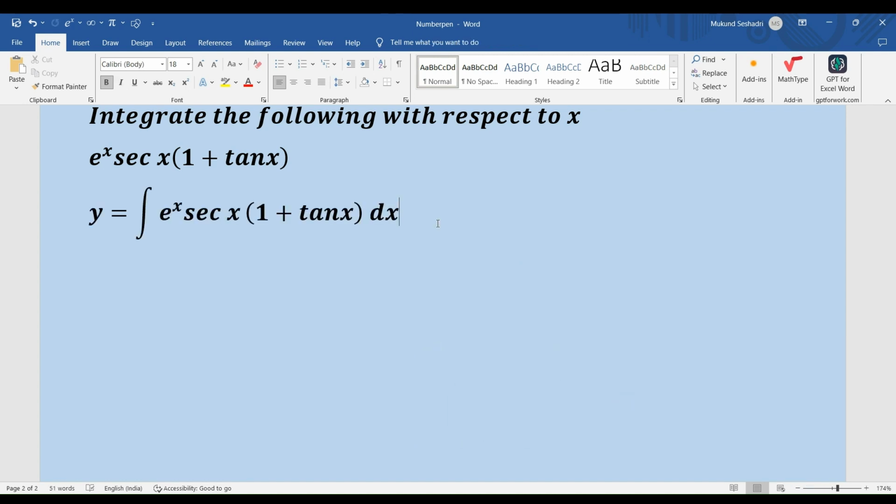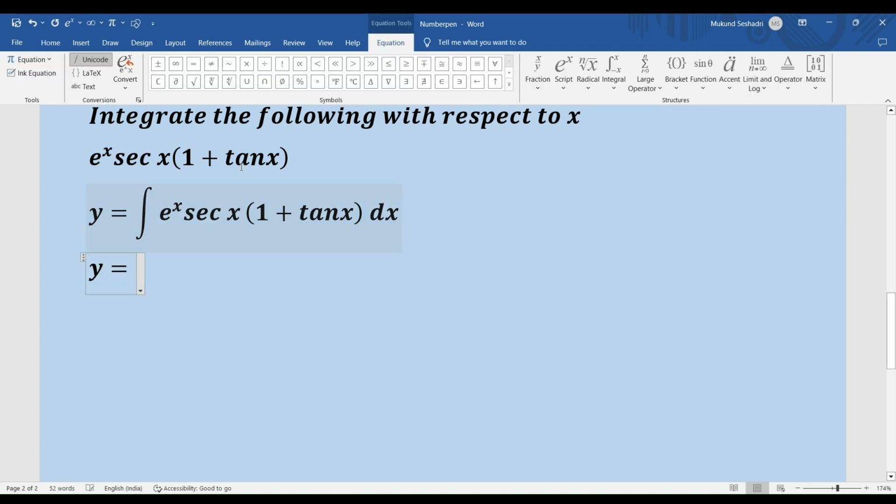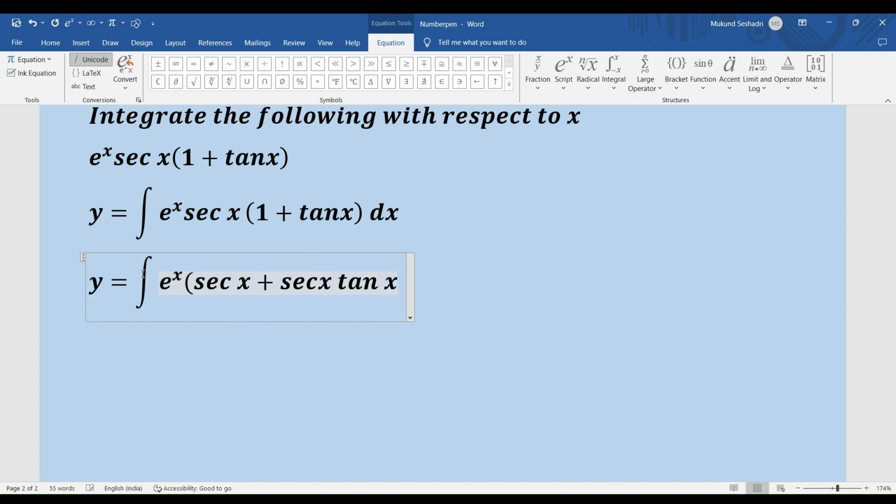So that's our y. Now I notice that my y is not in a very simple format whose antiderivative I know from first principles. But then when I take a close look at it, I notice that I have a secant x and then I have a 1 plus tan x, right? So I can rewrite my secant x times 1 plus tan x as secant x plus secant x tan x, right? So let's do that in the next step. So my y becomes equal to e to the power x times secant x plus secant x tan x, right?